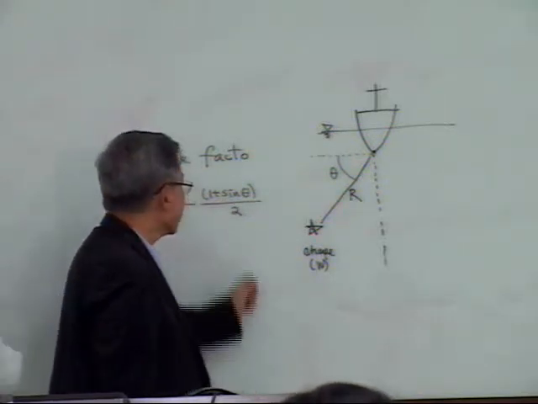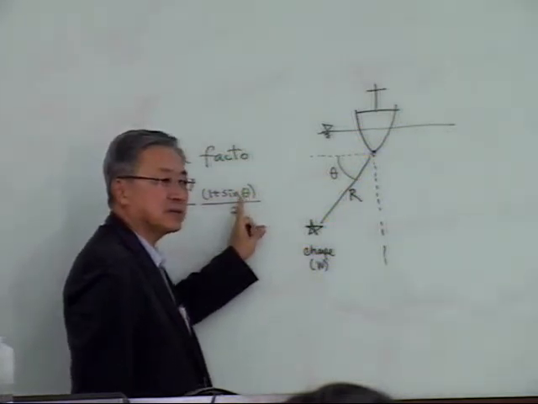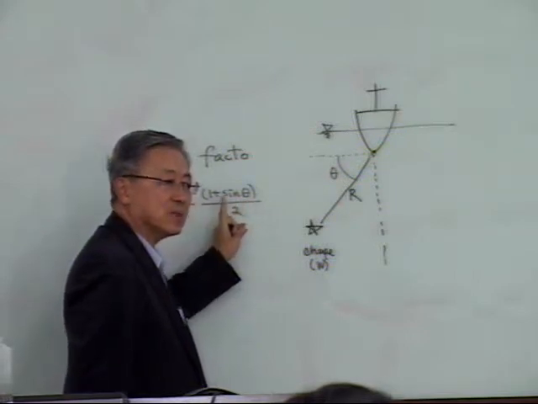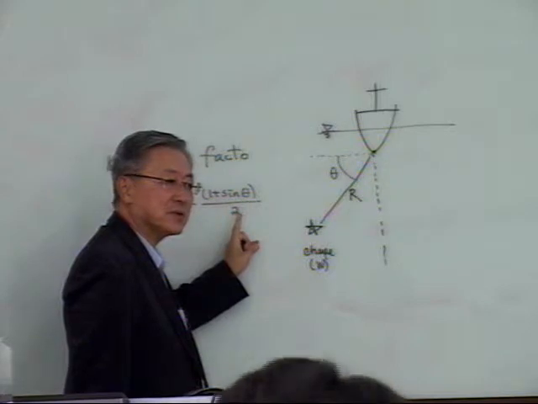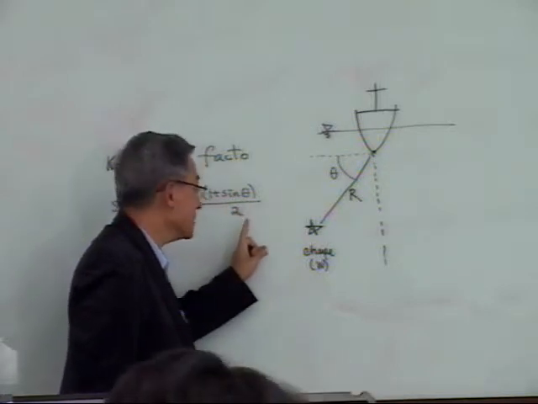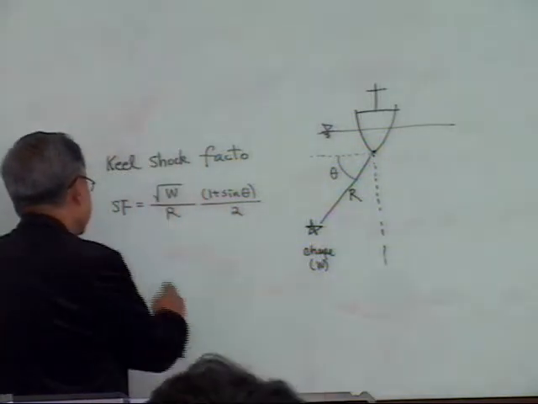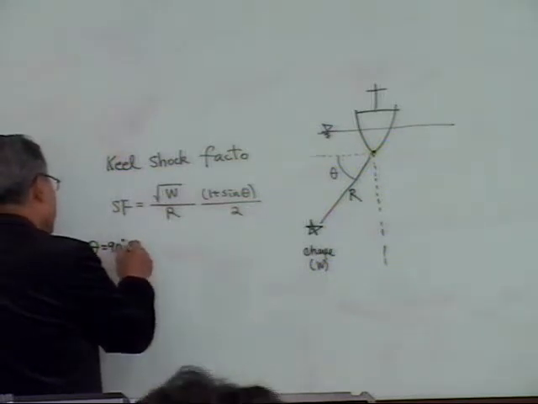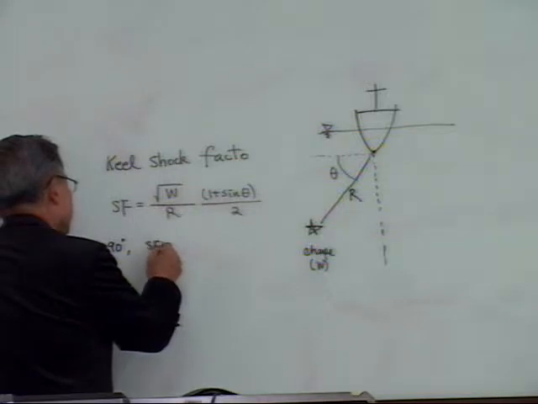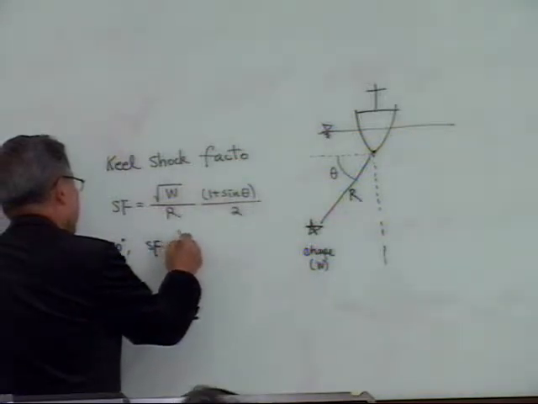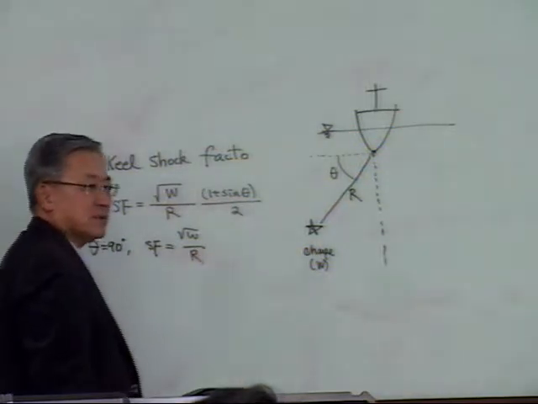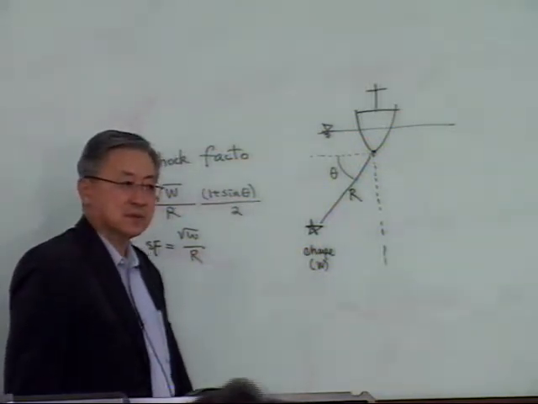That's it. This is 90 degrees. Sine 90 degrees is what? 1. 1 plus 1 is 2, 2 over 2 is 1. So if theta is 90 degrees, then the shock factor is really 1, which is the same as a submarine situation. Okay.